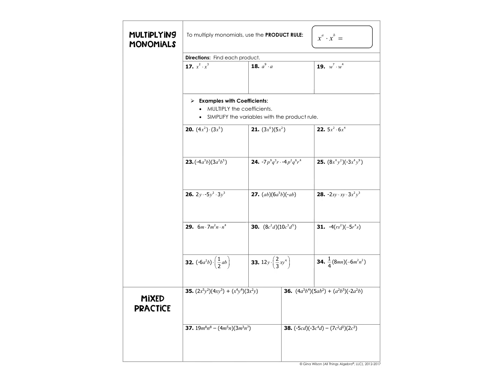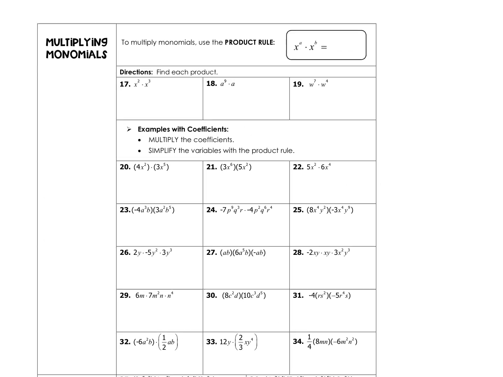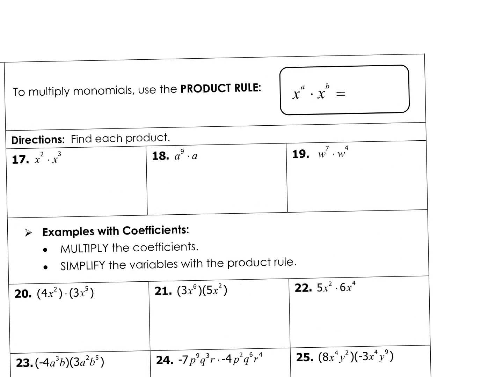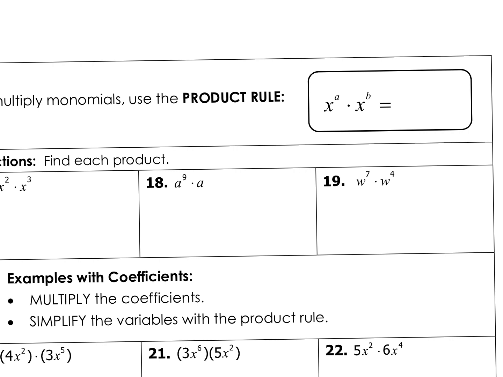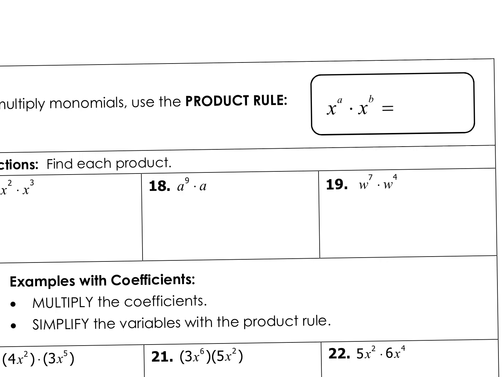Alright, so we are learning to multiply exponents. When you multiply exponents, first, they have to have the same base to be able to multiply. Second, you're going to add the exponents together. So if I have x to the a times x to the b, we have x to the a plus b. Okay, so that's the formula.